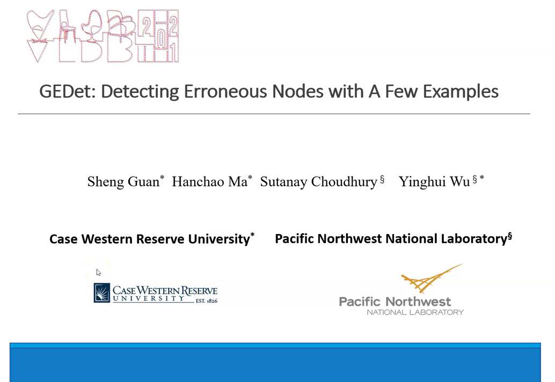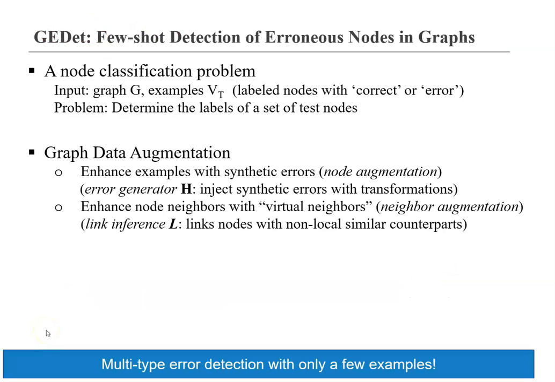Today I'm going to introduce our demo paper, GEDet: Detecting Erroneous Nodes with a Few Examples. We demonstrate GEDet, a system that can detect multiple types of erroneous nodes with only a few examples. We denote VT as training nodes with labels of correct or error. In particular, for error nodes, we know their correct counterparts. Our problem becomes a semi-supervised task to determine the labels of test nodes.